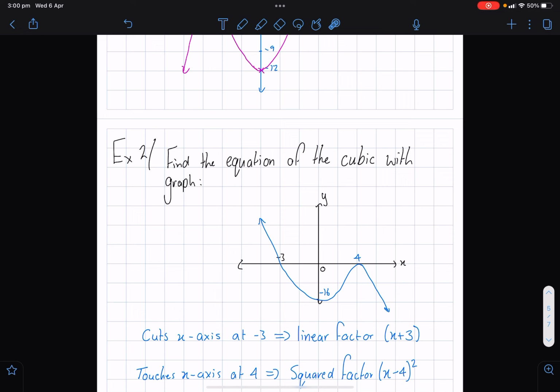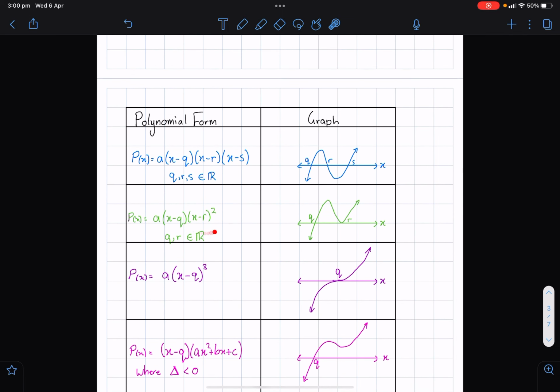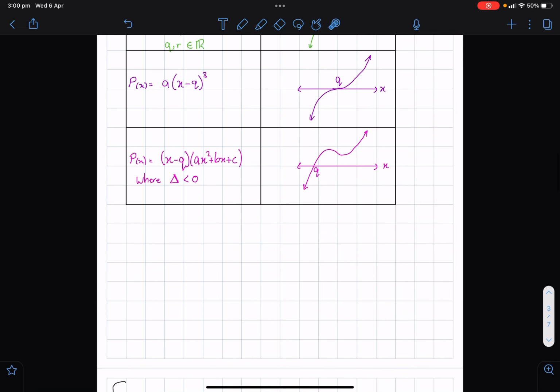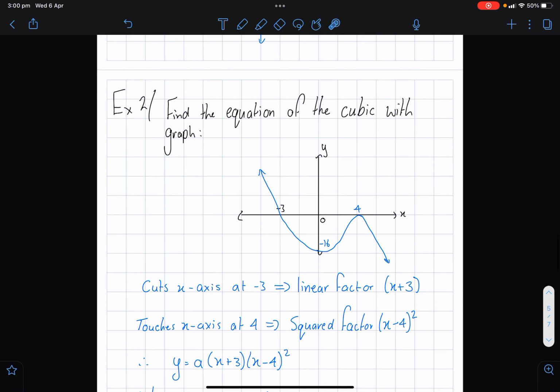Now, hopefully you remember just above, if we scoot back up here, see how when we have this (x - r) squared, we get it touching, so we're using a cubic polynomial in this form here, all right? So what we write is y equals a, we don't know that a value just yet, times (x + 3) for our linear factor, and (x - 4) all squared for our squared factor. So now we have to find this a value.